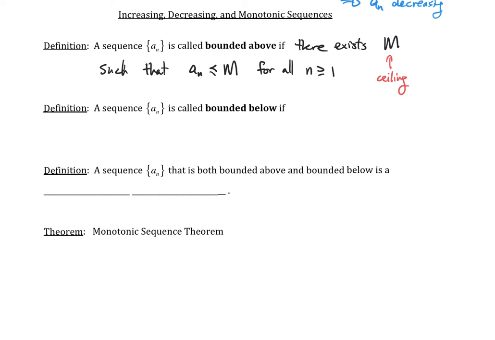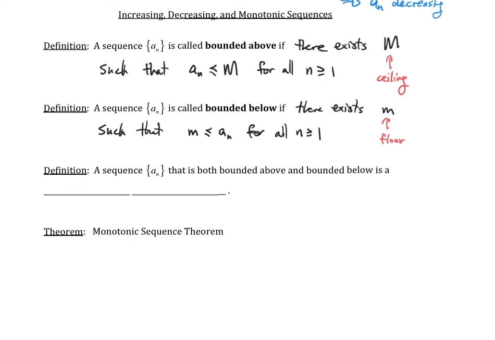Our sequence an is called bounded from below if there exists a lowercase m such that, let me write it like this, m is less than or equal to an for all n greater than or equal to 1. So in this case, what I'm saying is that the lowercase m is what we call the floor.